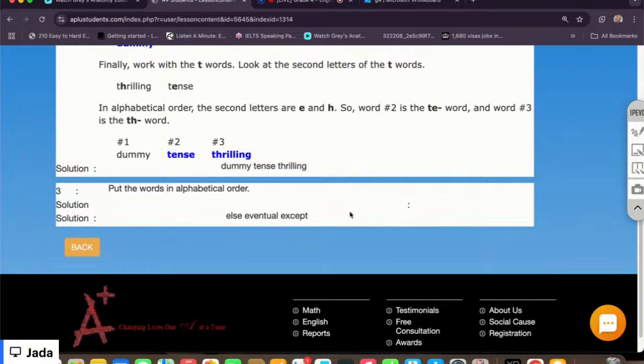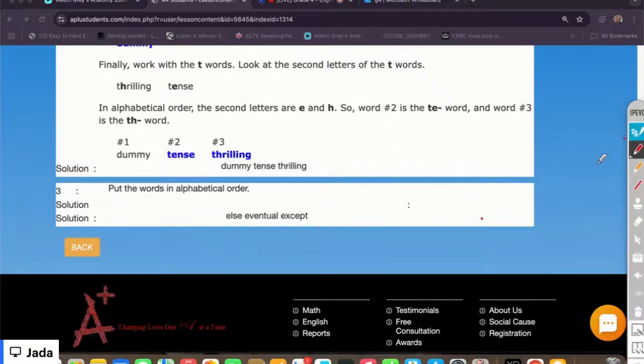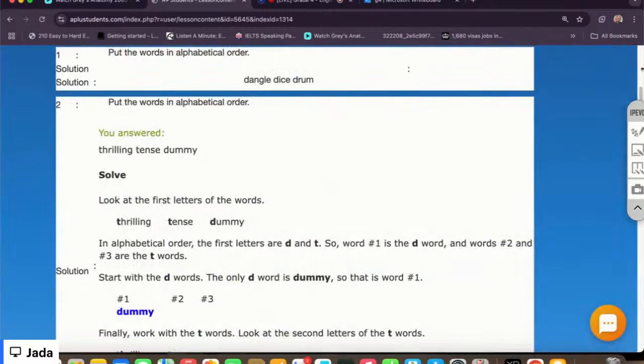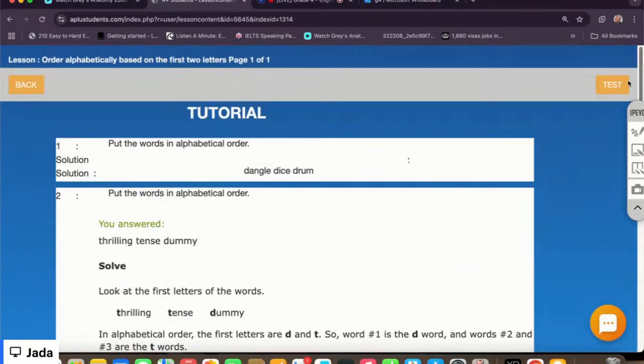So we also have else, eventual, and expect. You can see here that it's all E, right? So L comes first, then V, and then the X. Okay? So now we move on to the test.